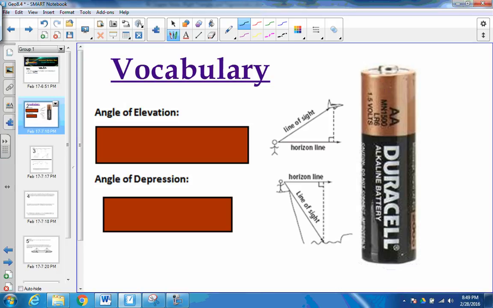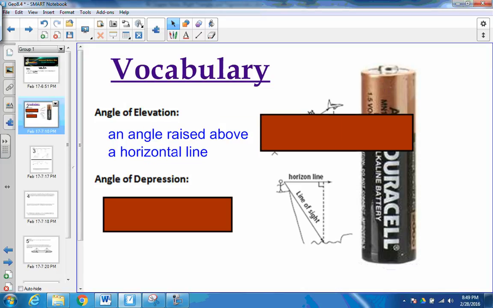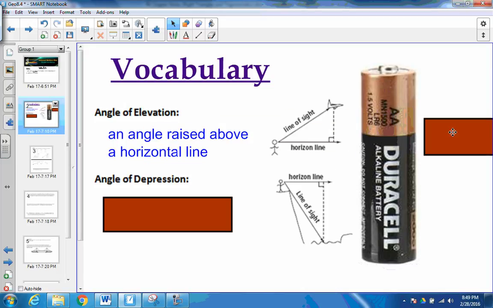So a couple words for vocabulary. First one is an angle of elevation. An angle of elevation is shown from this picture here. This is a great picture. It's an angle raised above a horizontal line. So it totally depends on this line of sight. You could argue one way or another depending on where you're looking, but it depends on this line of sight from essentially where the person is, or wherever your vantage point is.